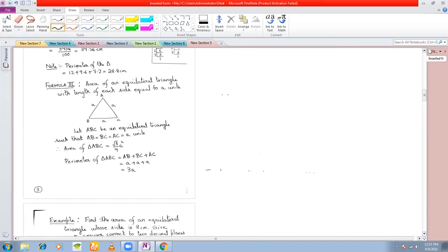Now, I'll just solve this question and see whether I can show you a smart way, if I can give this question to you as a multiple choice question. Let's see. First of all, as I told you, remember this formula, area of an equilateral triangle is root 3 by 4 into a square, where a is the length of each equal side. Okay.